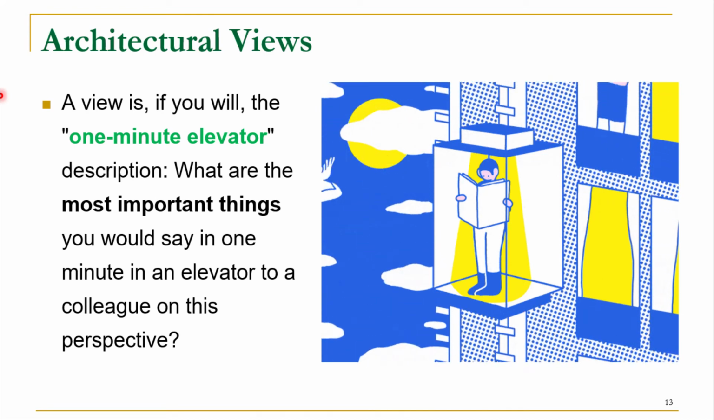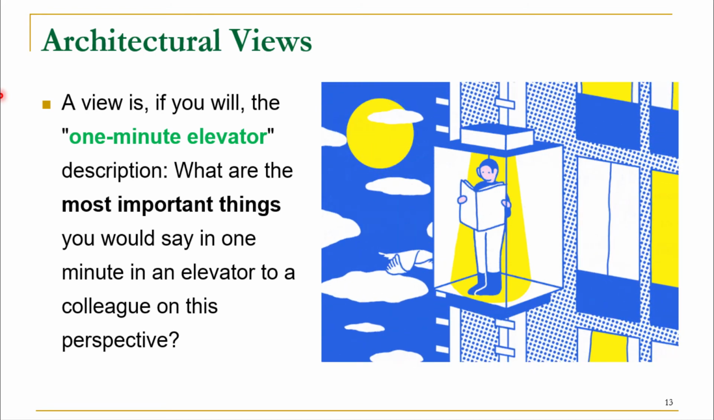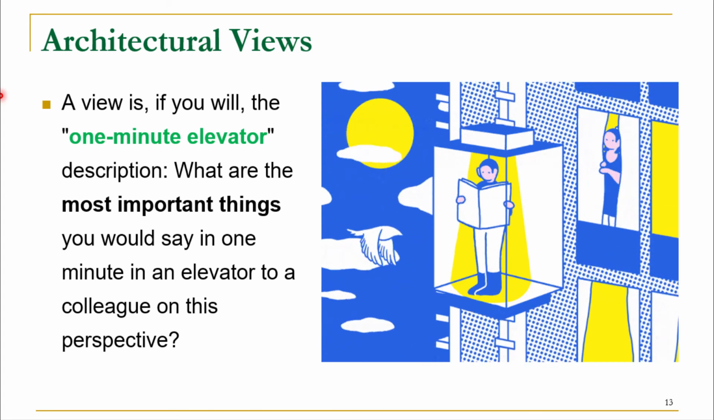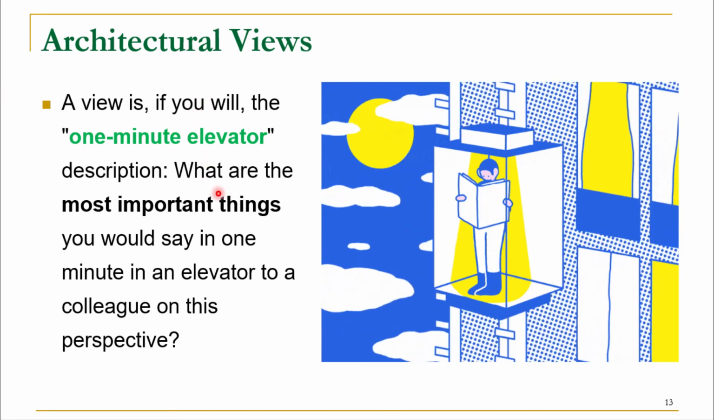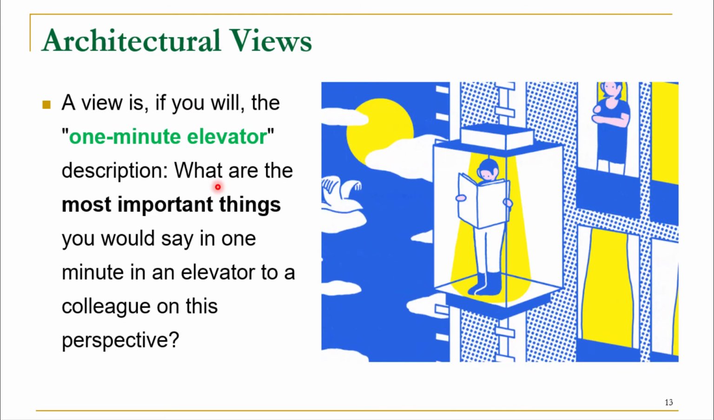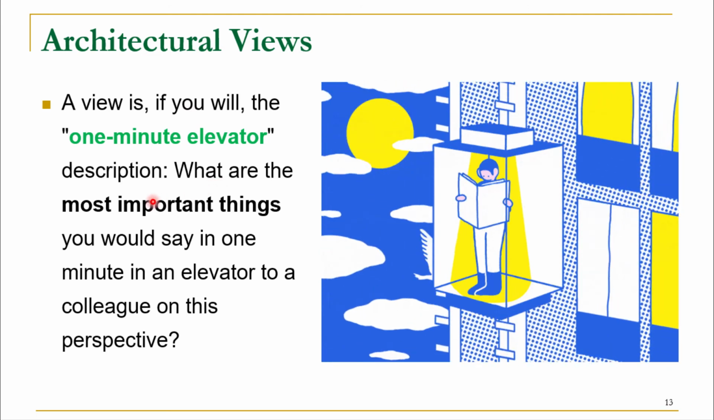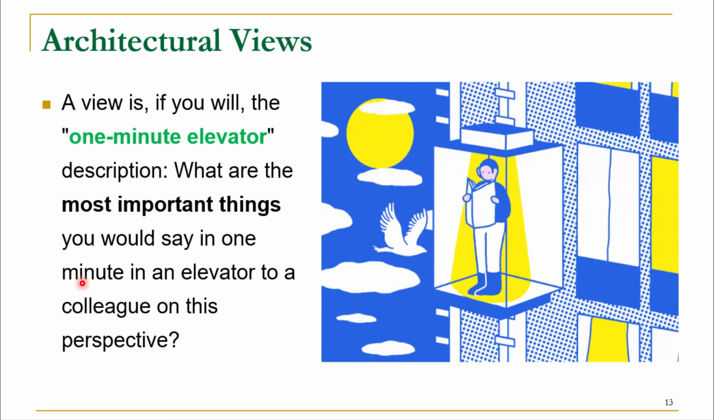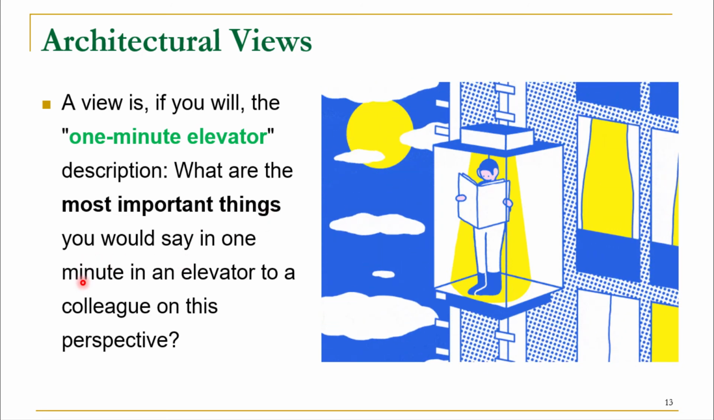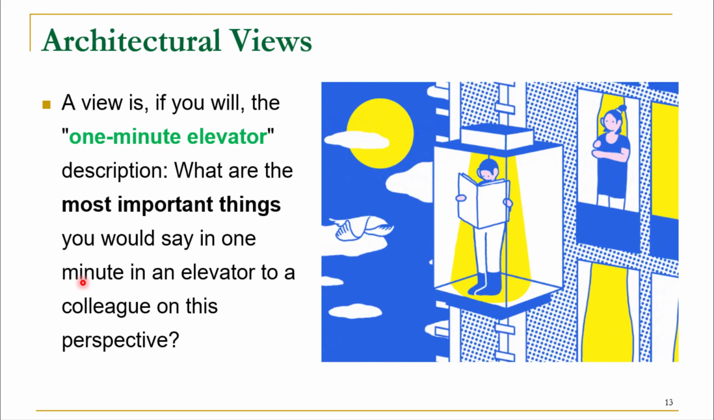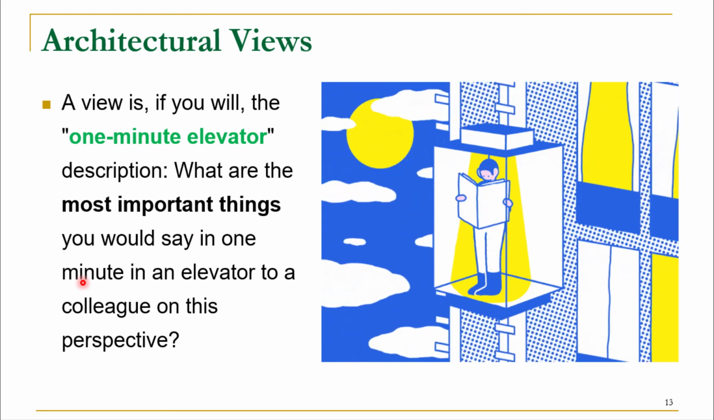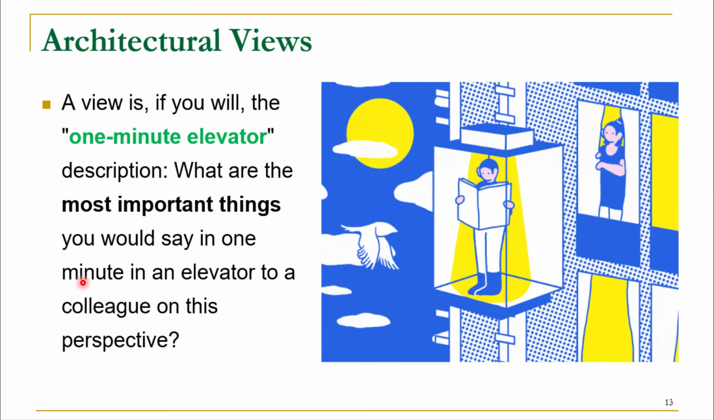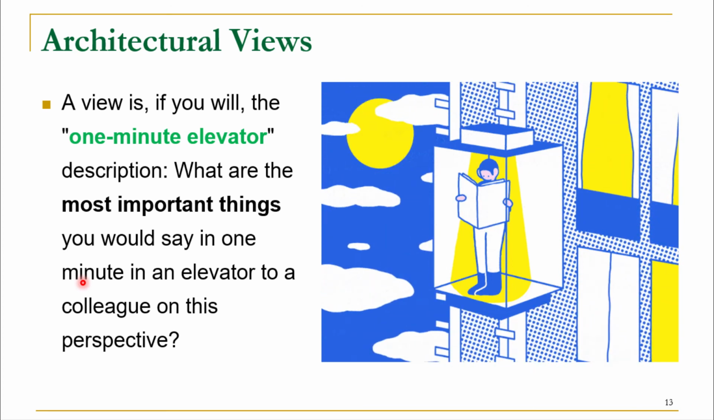And a particular view in your document is just like a 1-minute elevator pitch. The 1-minute elevator says that if you are in the elevator with your colleague or a friend, what would be the most important things that you would say in 1 minute? That means I just want to quickly skim through the document. In fact, if I read the document, I should be getting the most important parts of your system.